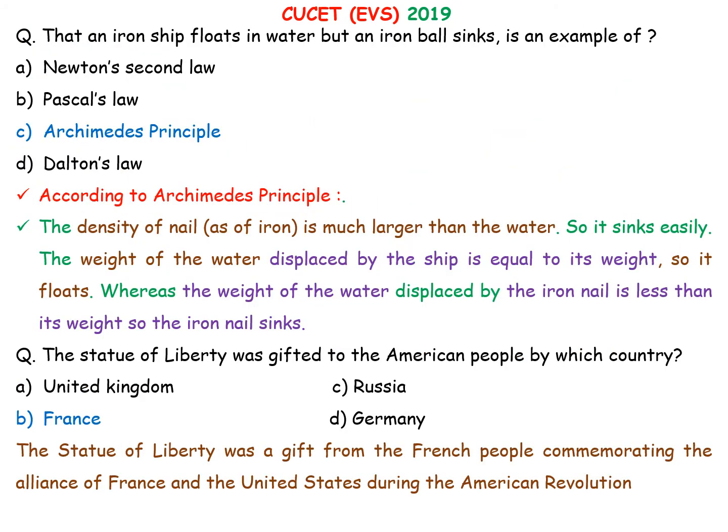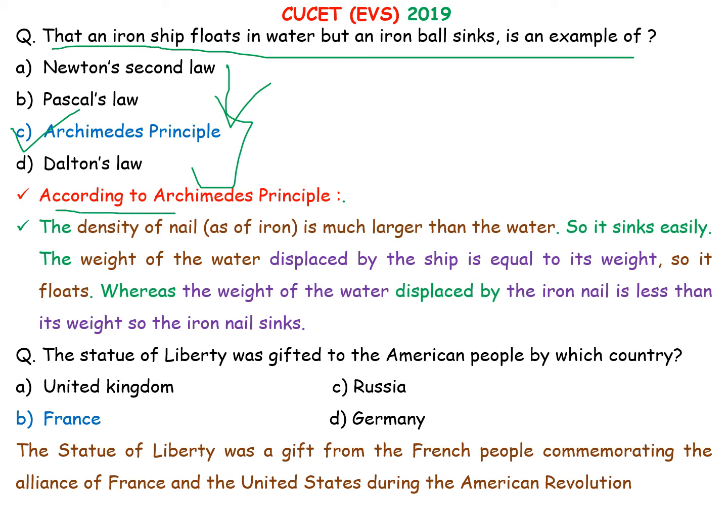So moving on to the next question, we can see the question is: an iron nail floats in the water but an iron ball sinks, is an example of which of the following? As we know, the floating mechanism is related to the buoyancy effect, which is given by Archimedes. So you should answer it as Archimedes principle. Let us discuss what is the reason.